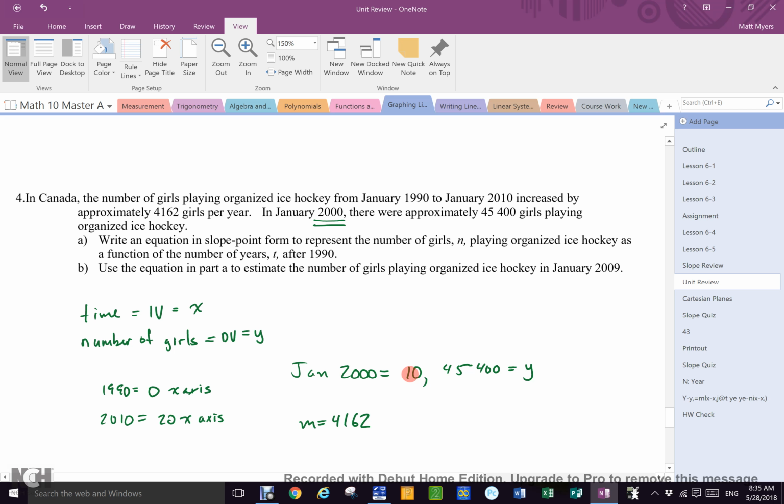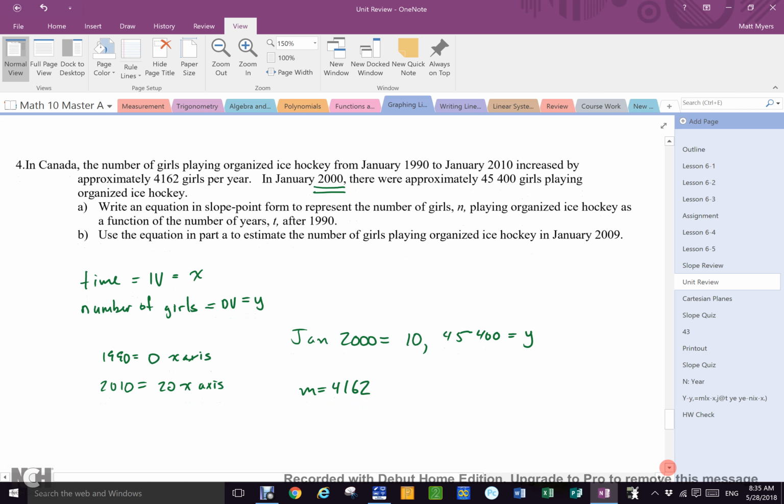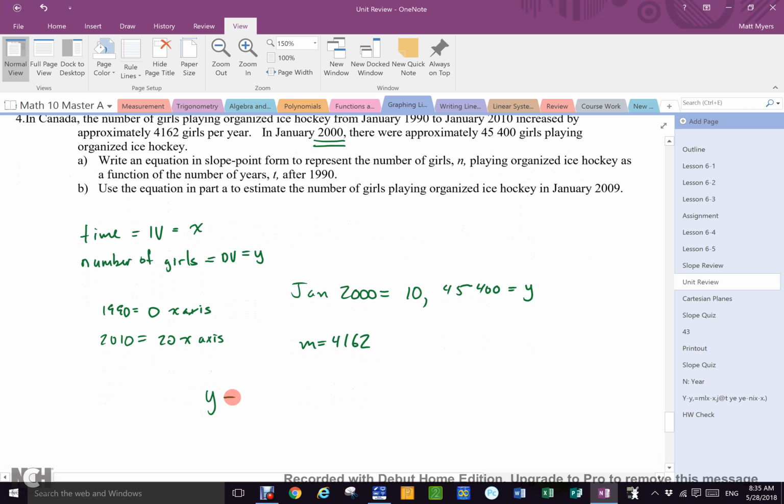Do I have an m? Do I have an x? Do I have a y? Do I now have a slope and a point? Can I now write my equation? It would be y minus what? 45,400 equals, what's my m? 4,162. And my x, then minus what? 10. There's my equation. When you do that, you can figure it out.